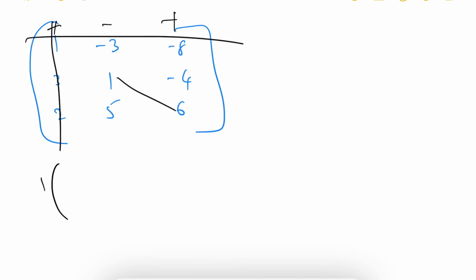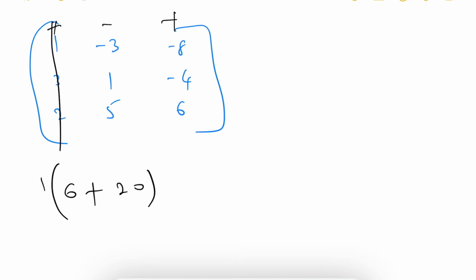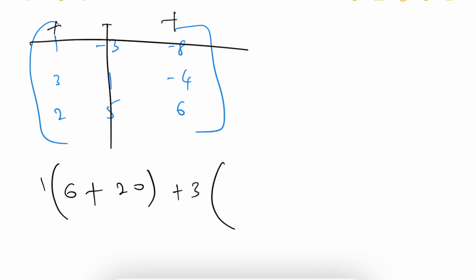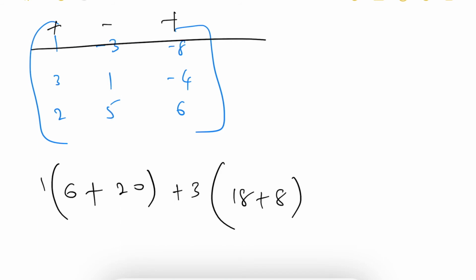So 1 into (1 times 6 is 6, minus 5 into minus 4, which is minus 20). Already minus is there, so it will become plus. Next, the second one: minus already there, so minus into (minus 3 times 6 is minus 18, minus 2 times 4 is 8), but already minus is there, so it will become plus 8. Next, the last one: minus 8 into (3 times 5 is 15, minus 2 times 1 is 2).